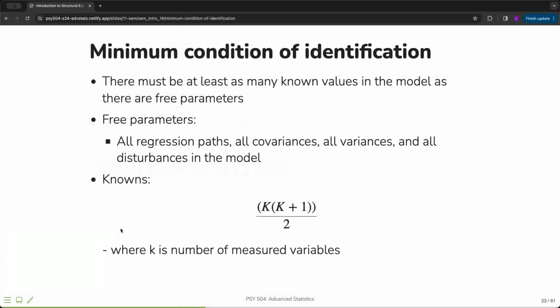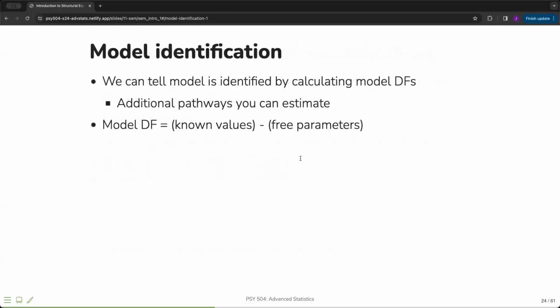And then the known values in our model can be determined by this equation here, where k is the number of measured variables. So we could just do k times k plus 1 divided by 2, and that gives us the known values in our model here. And we determine identification by calculating model degrees of freedom, and this is just the amount of additional things we can estimate. We can determine this by taking our known values and then just subtracting the free parameters, and we can get our degrees of freedom.